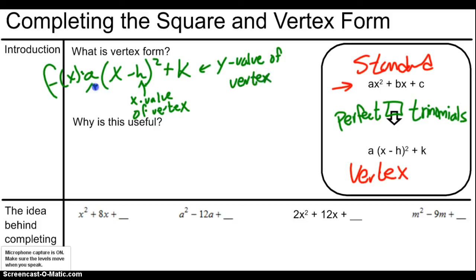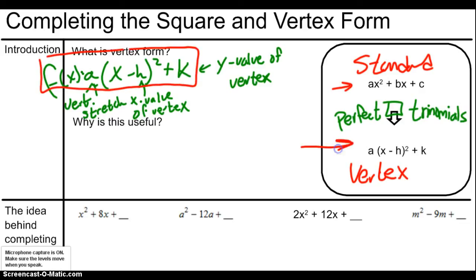And a, well, some of you have called a our slope. I'm going to call a our vertical stretch. How much the graph is stretched up so it's skinny or squashed so it's flat. So I'm going to call this our vertical stretch. All right, and that's what vertex form is. A times x minus h squared plus k, vertex form. And there it is right there in case you want to see it without the poor handwriting.